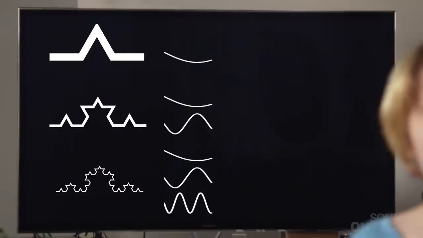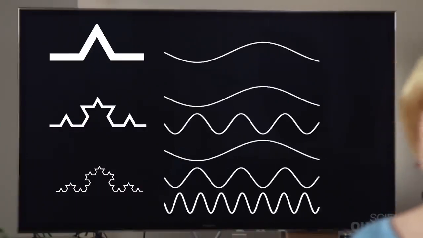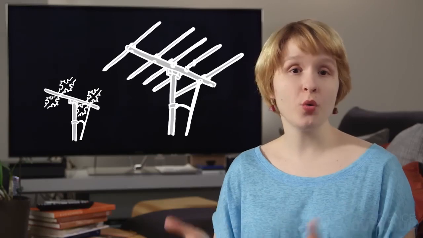As the fractal repeats itself more and more, the fractal antenna can pick up more and more signals, not just one. And because the perimeter of the Koch snowflake grows way faster than its area, the fractal antenna only takes up a quarter of the usual space. But Cohen didn't stop there.